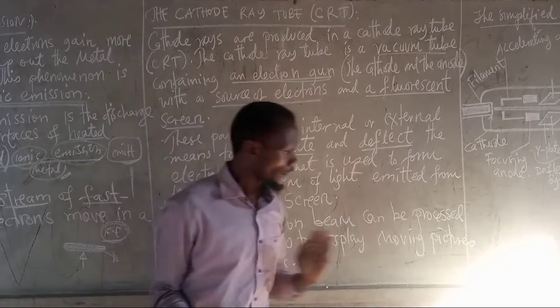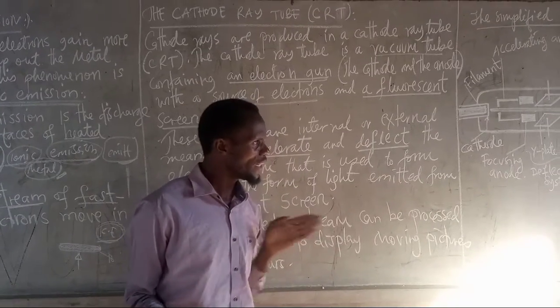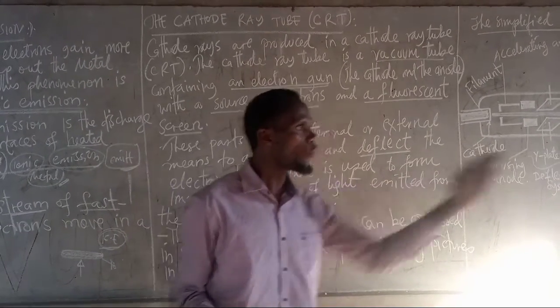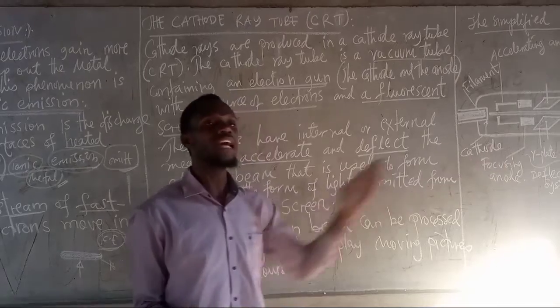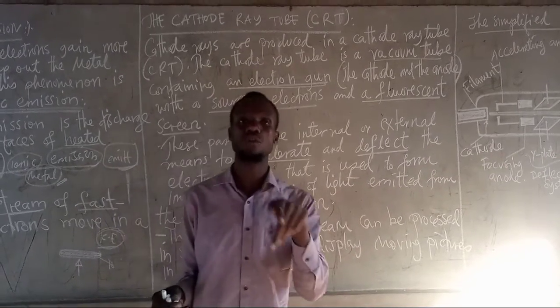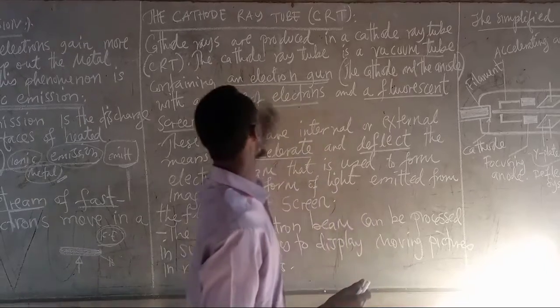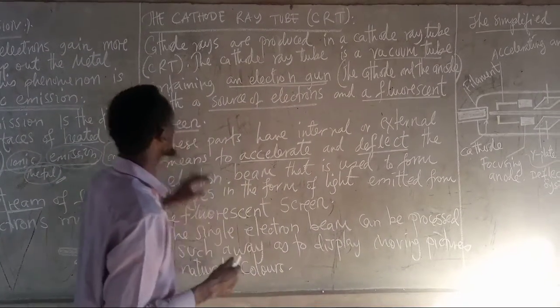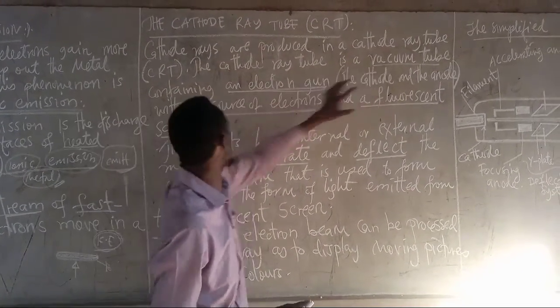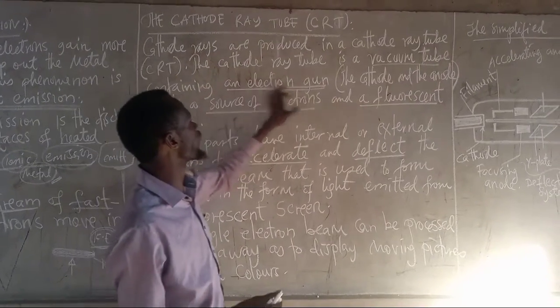So rays appear, meaning rays are beams of light. Rays of electrons appear only if there are electrons. In the absence of electrons, we cannot talk about what we call the cathode rays. And that is why we say the cathode ray tube is a vacuum tube containing an electron gun.